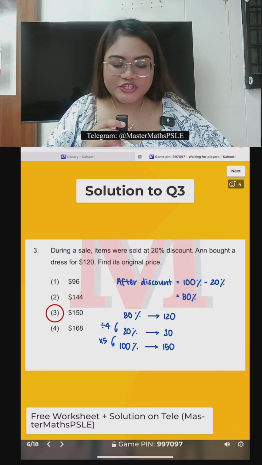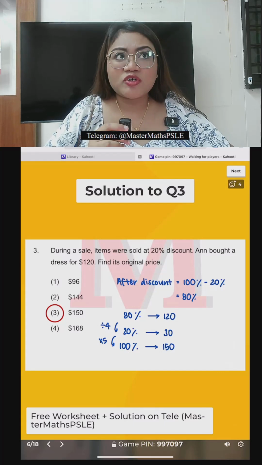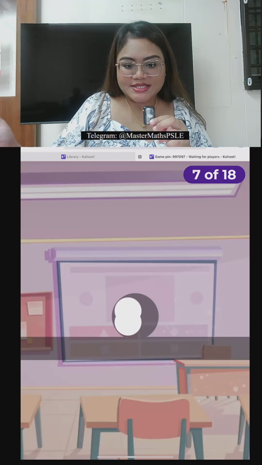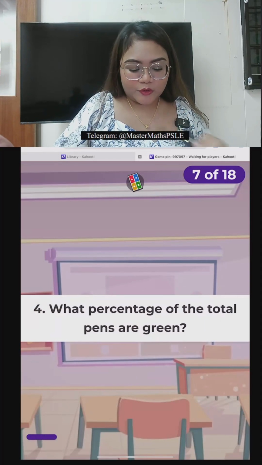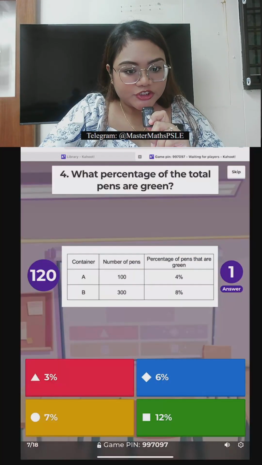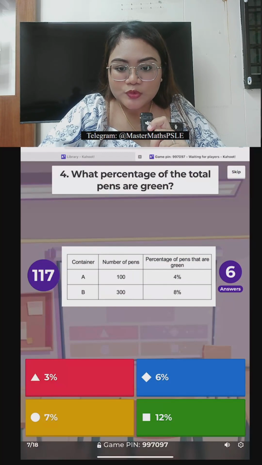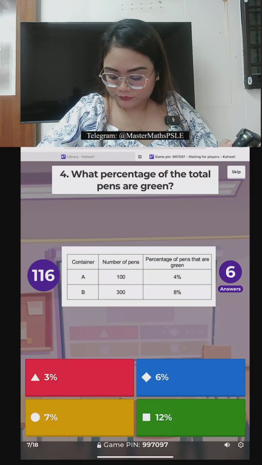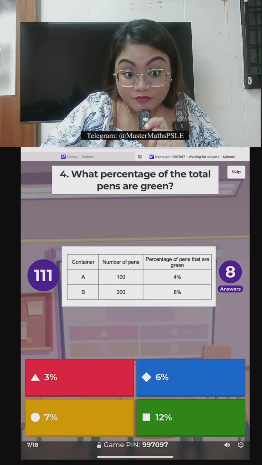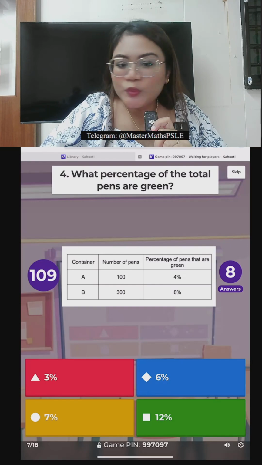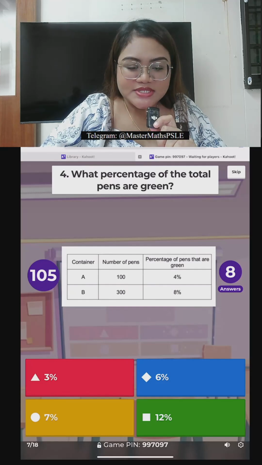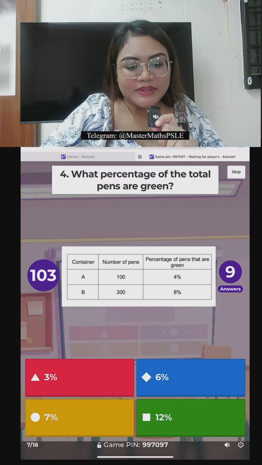Let's go. Question number 4. Out of 8 questions today, question 4 out of 8. We are right in the middle now. This is a past PSLE question, by the way. See whether you're able to solve it. Let me give you a hint. You cannot add them up. You cannot add the percentages up. Okay? That's my hint for you.